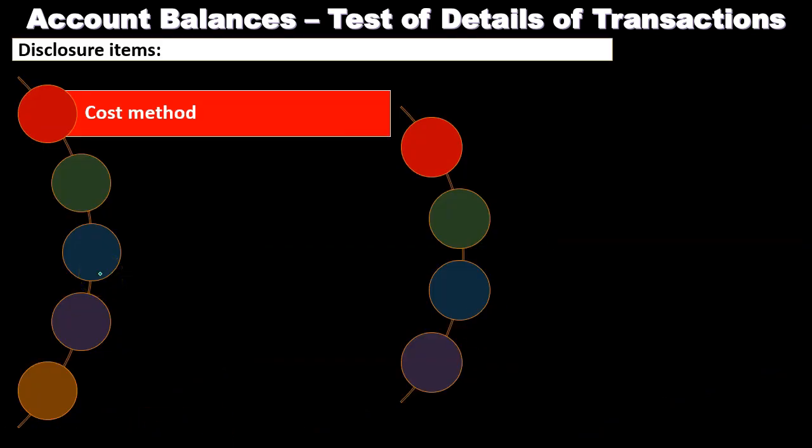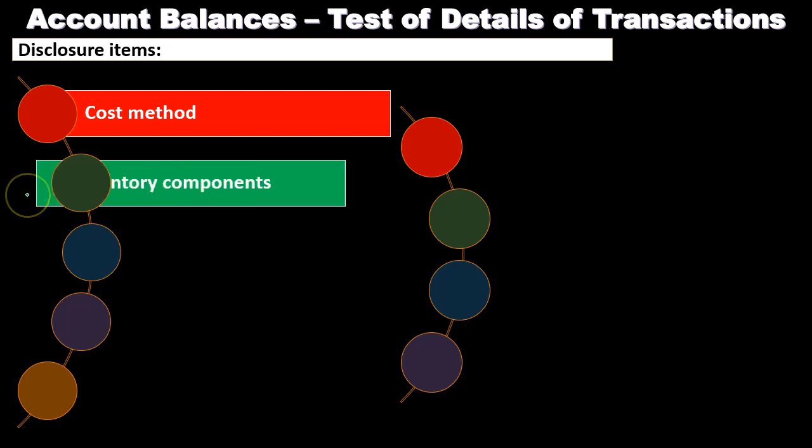Now we'll consider disclosure items with regards to inventory. So these are the items that are going to have to be disclosed. So we have the financial statements and then the disclosures. So we want to disclose the cost method. The cost method being something like specific identification, LIFO, FIFO, or the weighted average method typically. Then we have the inventory components. So what are the components of inventory? What's making up the inventory?